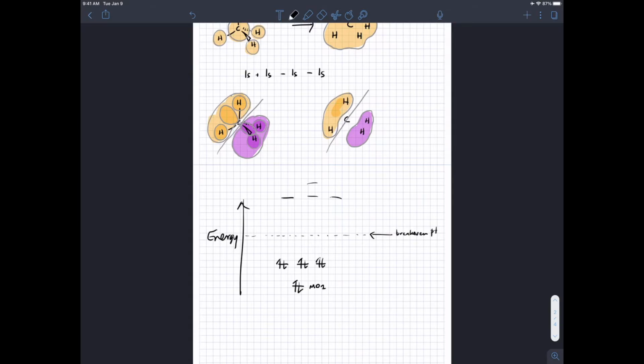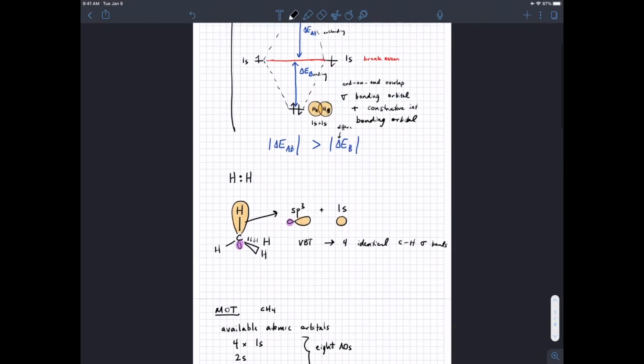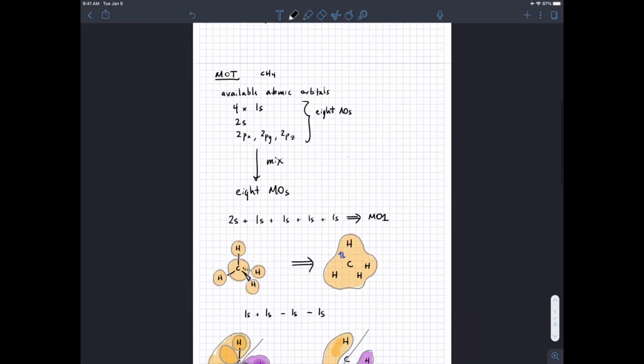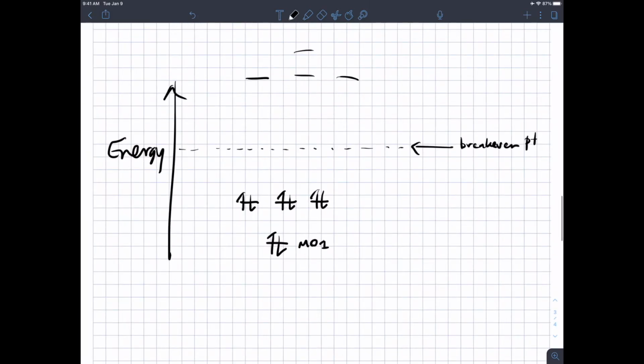MO theory tells you you've got 1 of those pairs of electrons that's lower in energy, but all of them are delocalized over the whole structure. Valence bond theory would tell you, oh, actually, no, I have 4 identical sigma bonds. And you can actually measure this energy difference experimentally. You can tell that there are 2 different kinds of electrons in methane. And so, at least for that experiment, the MO theory is a more complete picture.